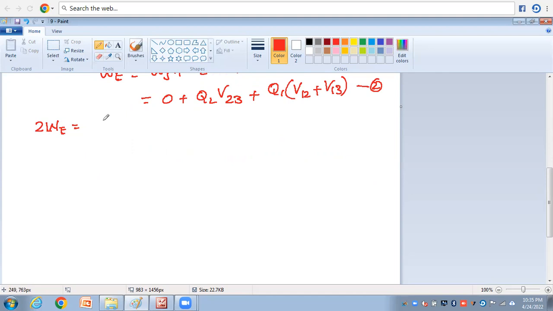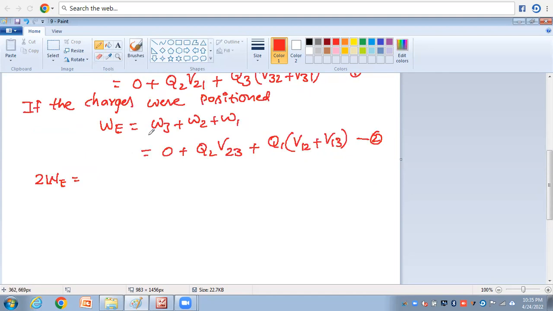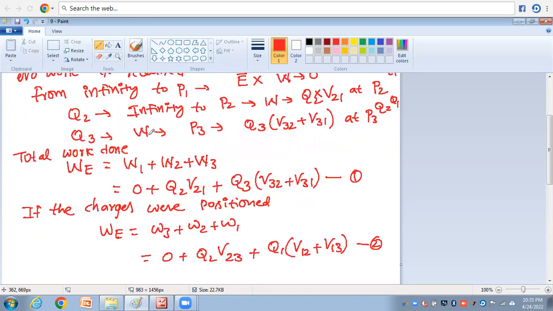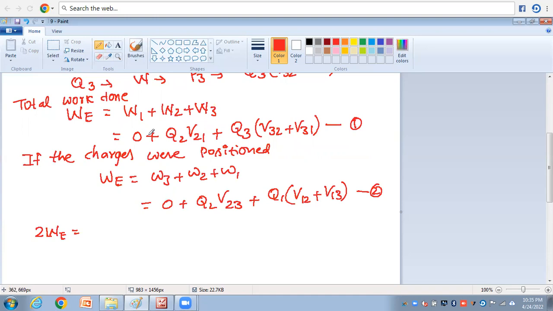Equal to the first expression, Q2 V12 plus Q3 V32 plus V31. Just write all the expressions. There is one final expression, that is called Q1 V11 plus V12 plus V13. Just write in order, in sequence.